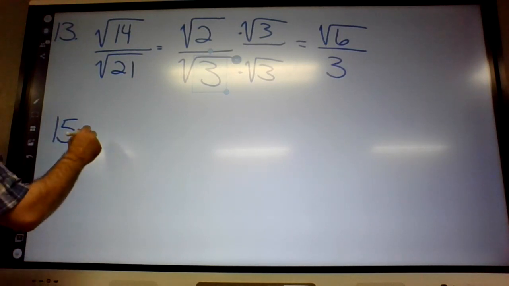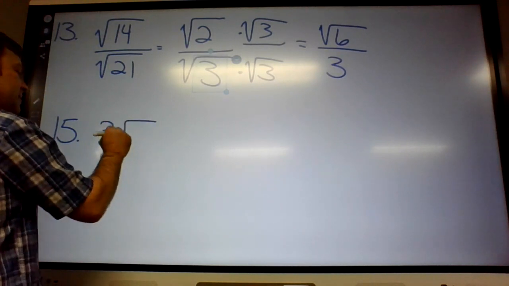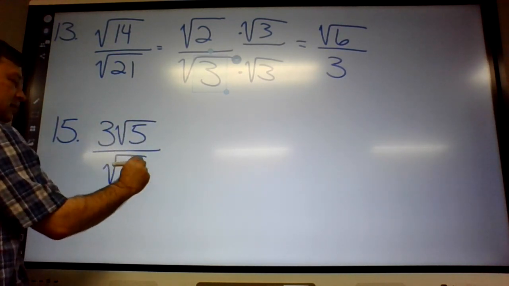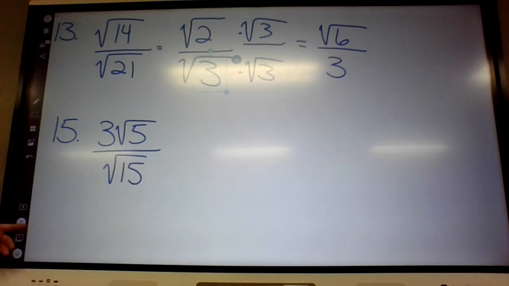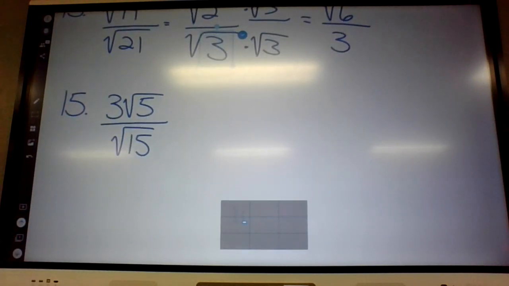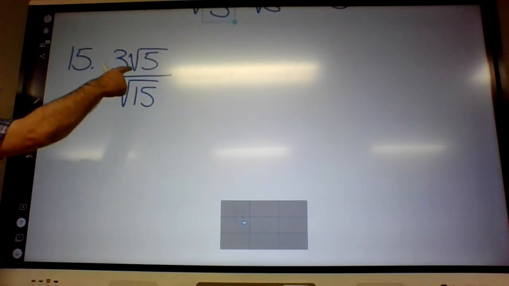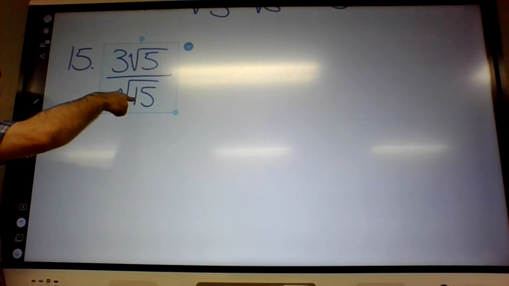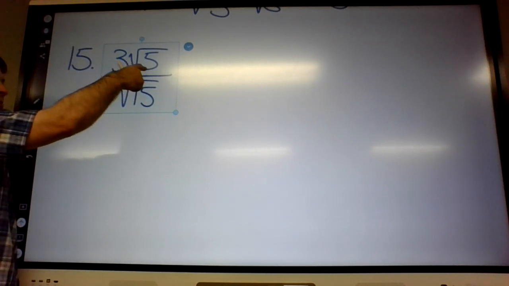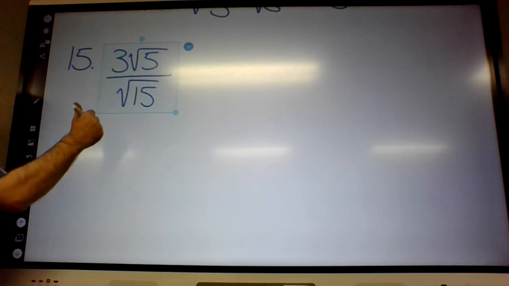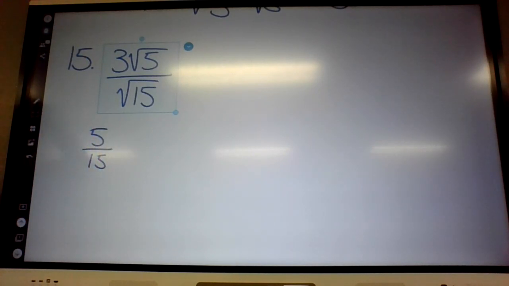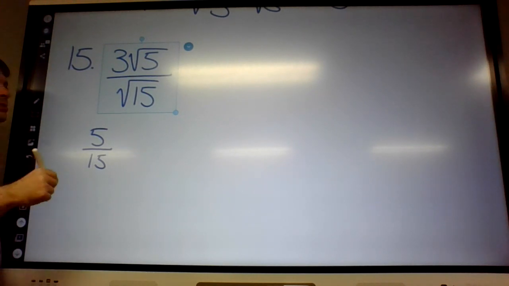Square root of 5 over square root of 15. All right. Josiah, any ideas on this one? Okay, it's kind of like the last one. You can't really divide 5 by 15, but you can reduce them. What do 5 and 15 normally reduce to? If you divide them both by 5, what do they reduce to?